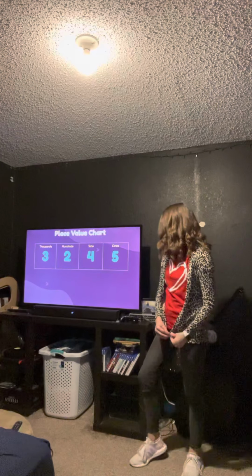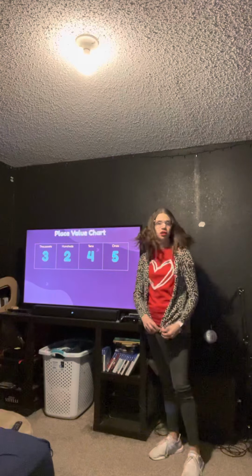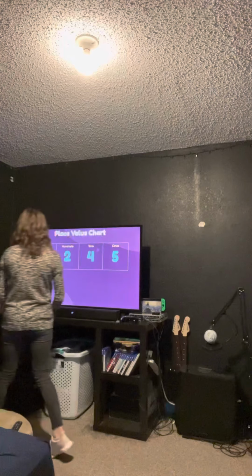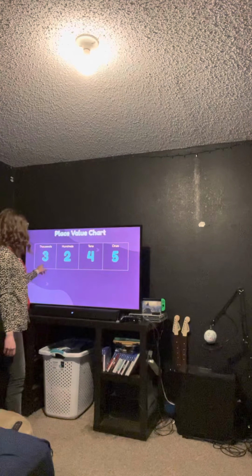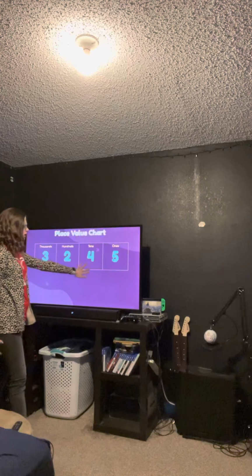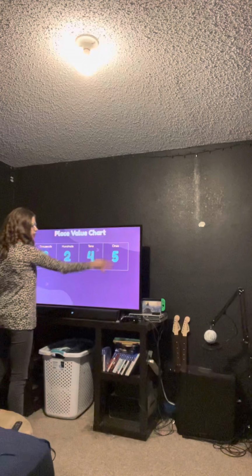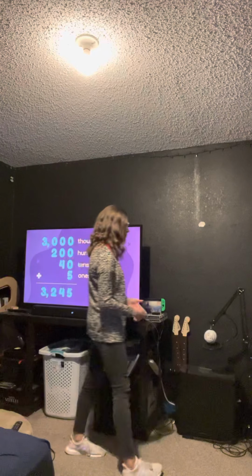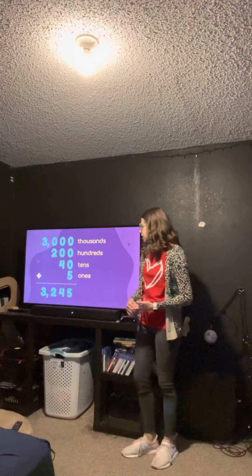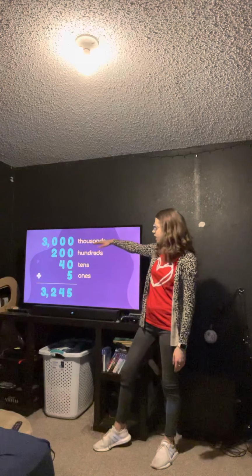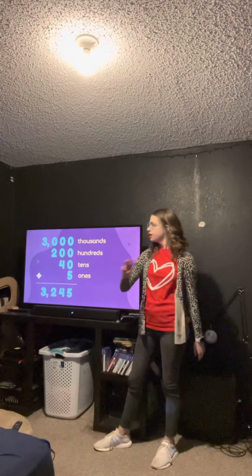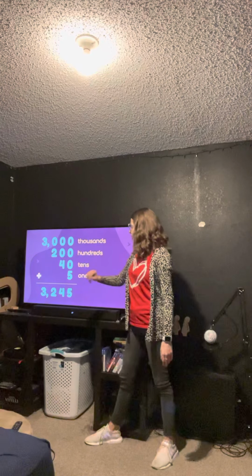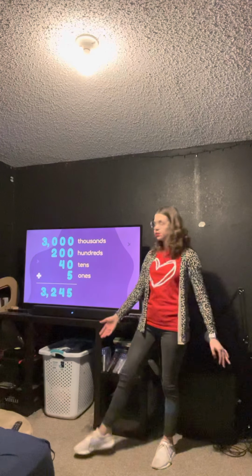Okay, so here is our place value chart. So go ahead and write this down in your notebooks. We have the digit number 3 in the thousands. We have 2 in the hundreds, digit 4 in the tens, and digit 5 in the ones. So when we're adding this, you would see 3 thousands, and we have the 3, and then 3 zeros after. And then we have 2 hundreds, so we have 0 after. We have 4 tens, and so we put a 0 after. And then we have 5 ones, and it adds up to be 3,245.